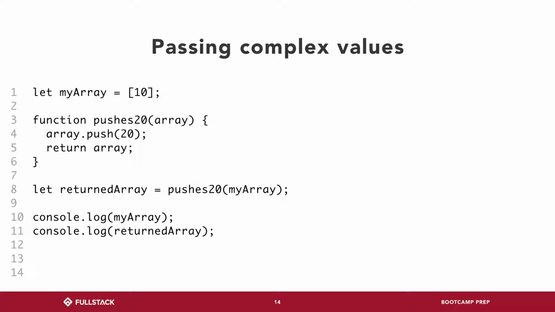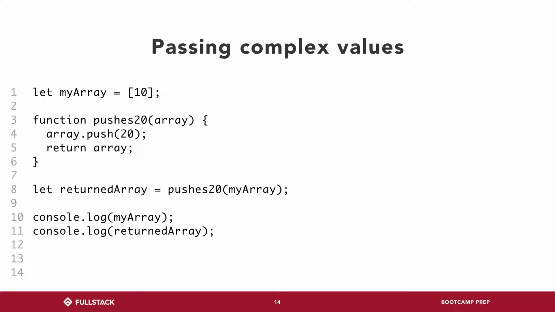Okay, so we create some space in memory for an array that's going to hold the value 10. We create some space in memory for pushes 20. And now pushes 20 and my array both are references to where the code lives for that function and where that actual array lives in memory. Does that make sense?